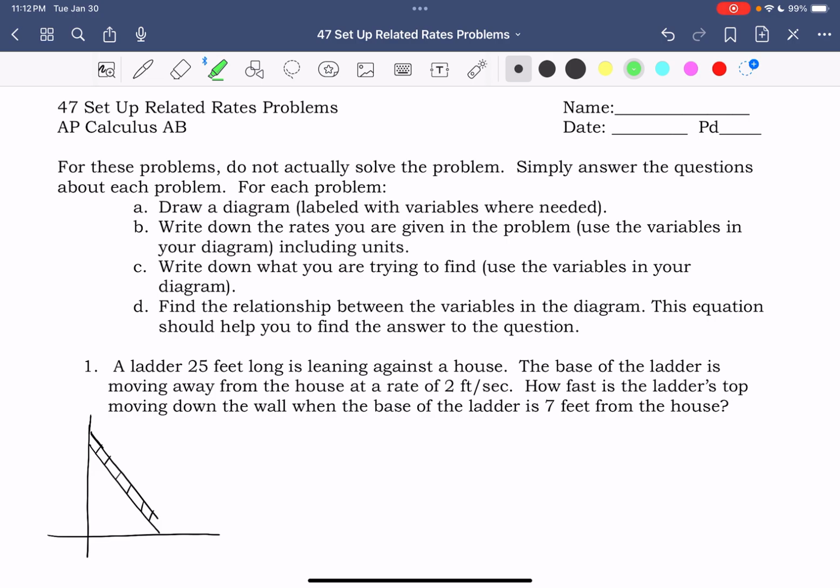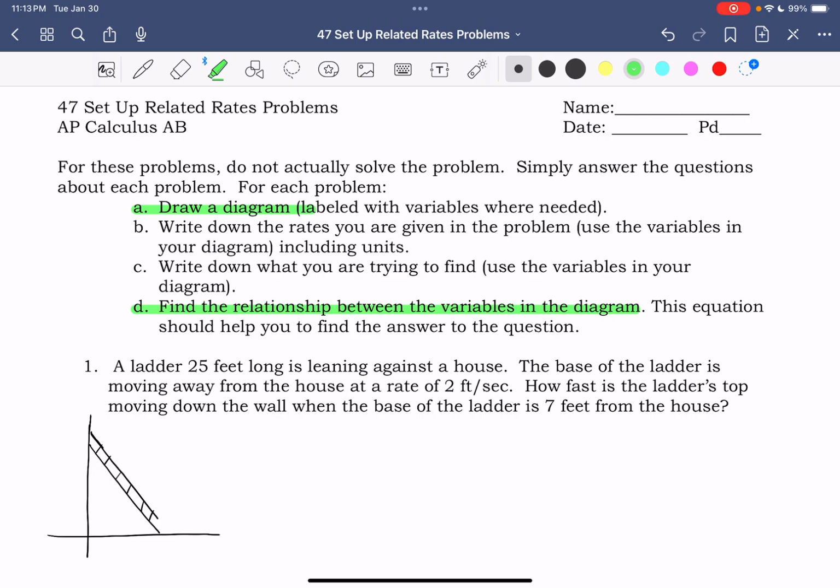But for right now, I'm going to focus mainly on just part A, drawing the diagram and getting everything labeled, and then finding the relationship between the variables in that diagram. So I'm not going to worry about writing down my rates. We'll talk about them. We can point them out, but we don't need to write them down at this point. The main objective of this first video is going to be to get a diagram and get the relationship, and we'll worry about solving the actual problem in a later video.